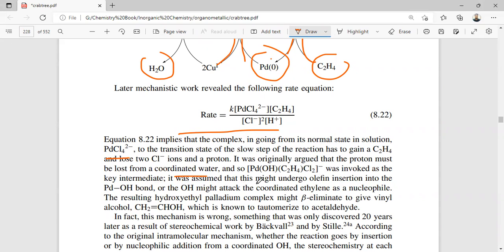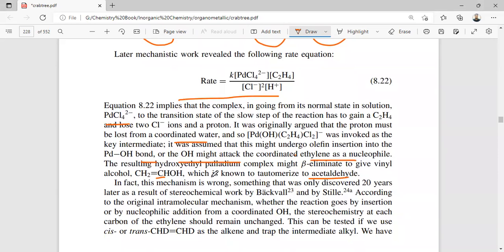It was assumed that this might undergo ligand insertion into the palladium OH bond, or the OH might attack the coordinated ethylene as a nucleophile. The resulting hydroxyethyl palladium complex might undergo beta hydride elimination to give vinyl alcohol, which is going to tautomerize to the acetaldehyde. So in fact, the mechanism is wrong.